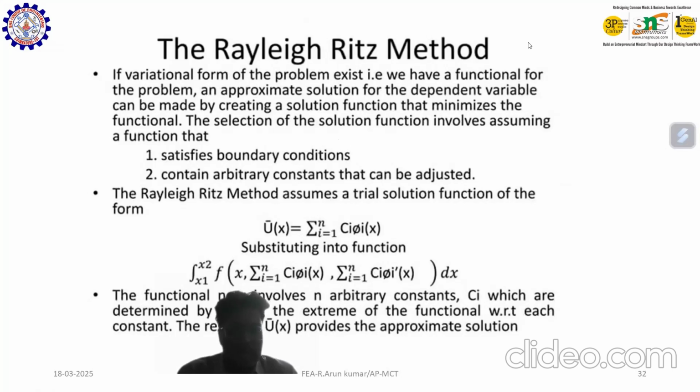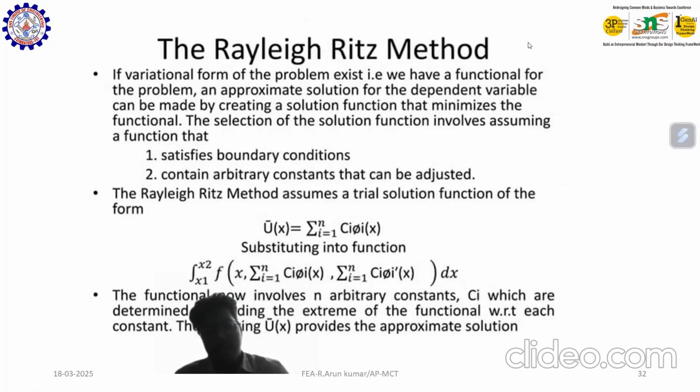So the Rayleigh-Ritz method assumes the trial function of the form u of x equal to the summation of i equals 1 to n, ci phi i of x. This is substituted into the main functional, the integral from x1 to x2 of the function of x, the summation of i equals 1 to n ci phi i of x, comma, the summation of i equals 1 to n ci phi i dash of x.